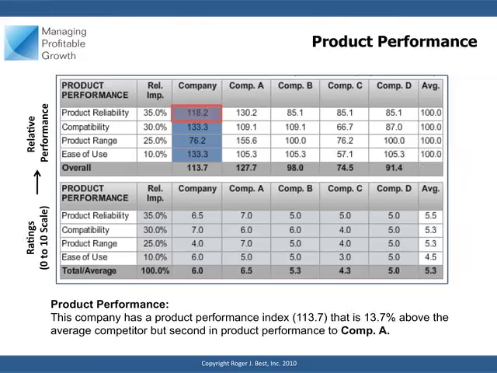In product range, the company score of 76.2 means the company is almost 24% behind their competitor average in product range. The overall company product performance score of 113.7 is a weighted average using the relative importance scores shown in the upper table. Overall, competitor A has the highest product performance score with 127.7 and competitor C the weakest competitive position with a score of 74.5.